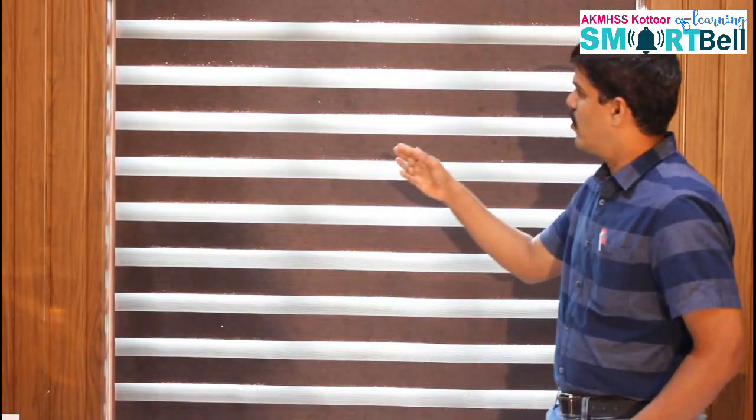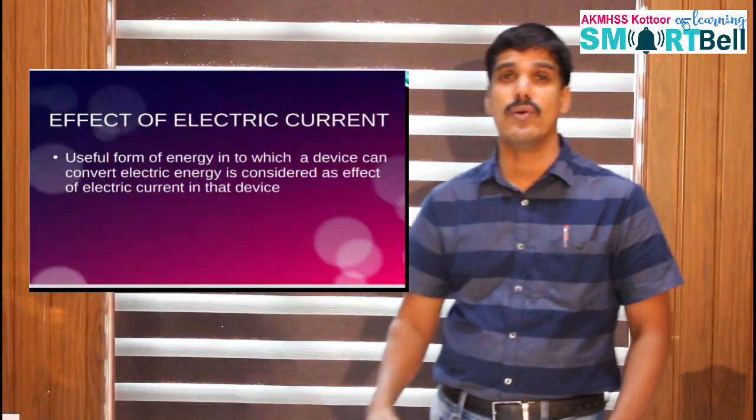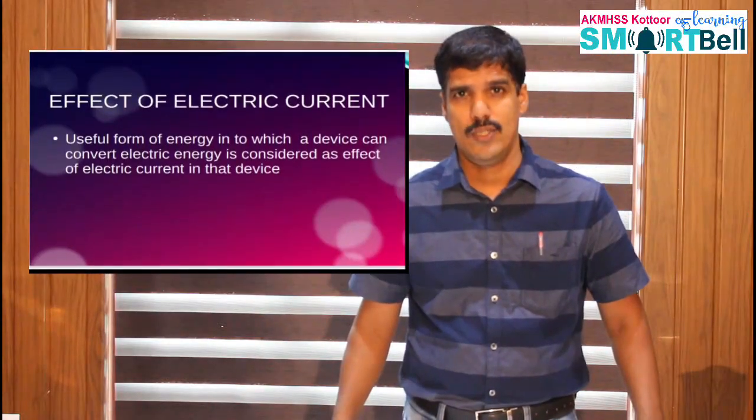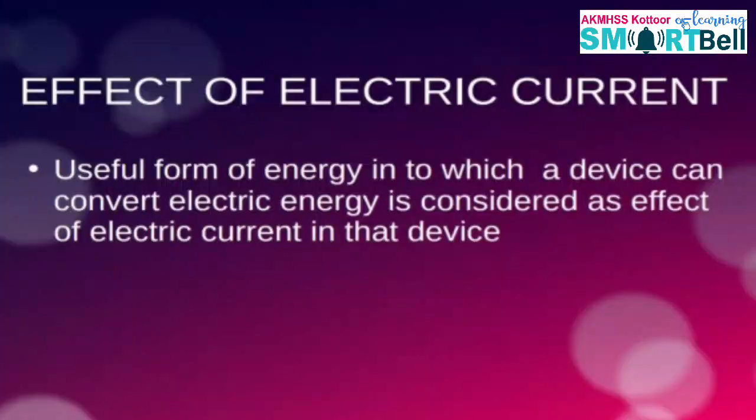The useful form of energy into which electrical energy is converted by a device is what we call the effect of electric current. So that is the meaning of this chapter. The useful form of energy into which electrical energy is converted is referred to as the effect of electric current in that device.